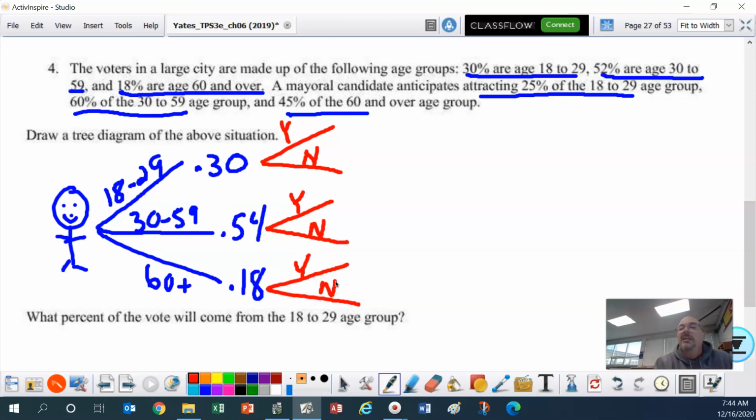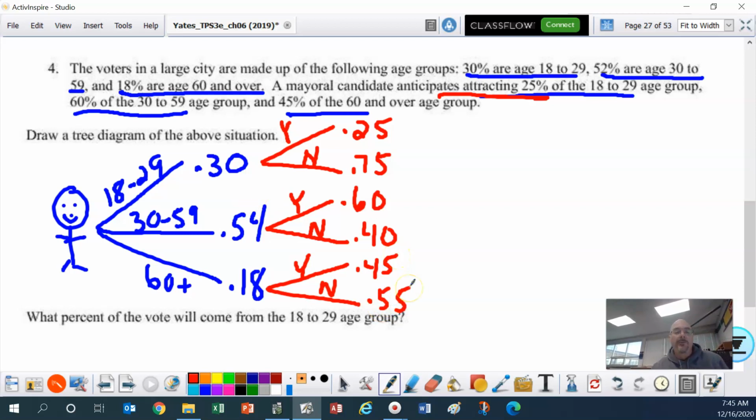Well, the chance of that 18 to 29-year-old voting for the candidate, being attracted, is 0.25. That means 0.75 that they're not going to vote for them. That's not written in there, but you should know the remaining is 0.75. The next age group is 0.60 that they're going to vote for the candidate, which means 0.40 is left over. And then the older age group is 0.45, and that means 0.55 is left over.